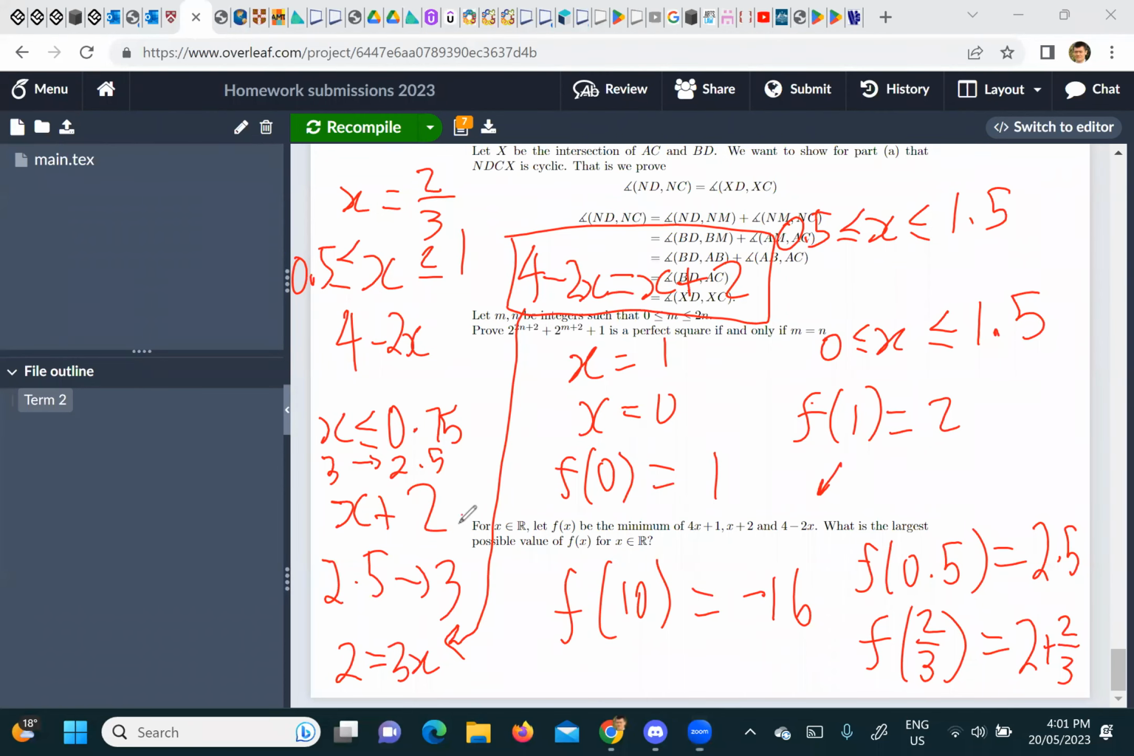Okay, so we're looking at this question here. For real values of x, f of x is defined to be the minimum of 4x plus 1, x plus 2, and 4 minus 2x. And the question is, what is the largest possible value of f of x? We've done all this working to solve the problem in the class, but we want to figure out how to write the proof.